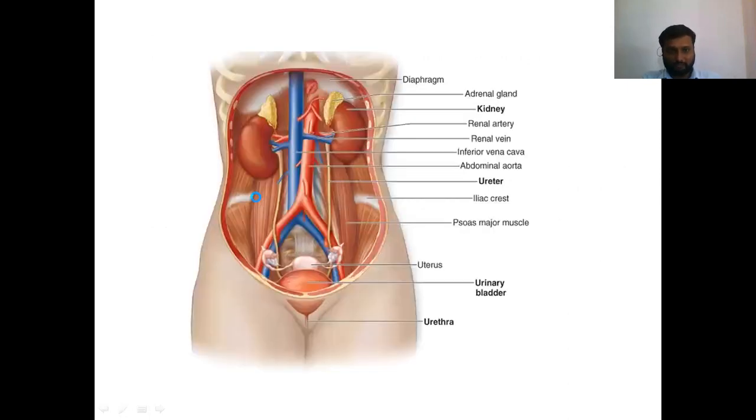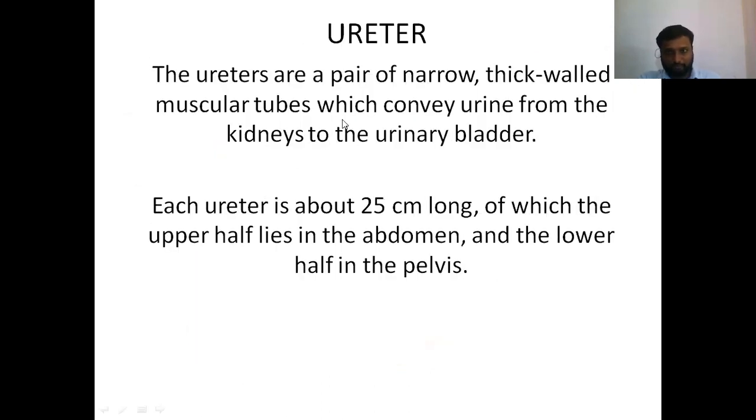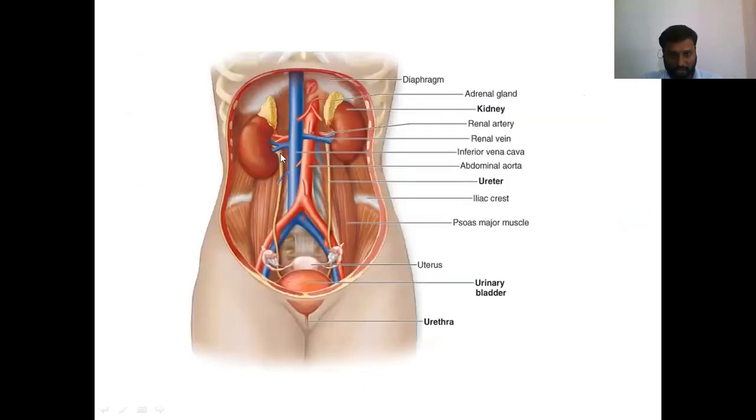We'll say it again. So what is meant by the ureter and the course of the ureter? Ureters are a pair of narrow, thick-walled muscular tubes extending from the kidney to the urinary bladder. It's around 25 centimeters long. Its upper part is seen in the abdomen, and the lower part is seen in the pelvis.